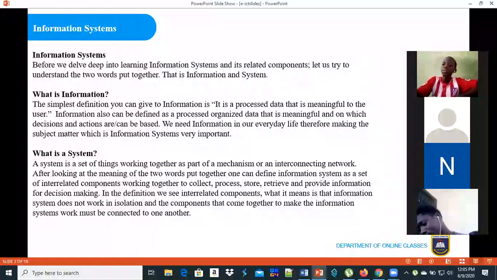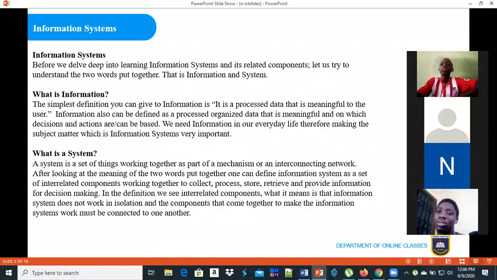Yes, they have to have something to do with each other so that they can work together to collect, to process, store, retrieve, and then provide information for decision making. So let's say you need information on COVID-19. You ought to have a system that can help you collect whatever data you need on COVID-19, process these data, then you should have a place to store these data, and then retrieve.